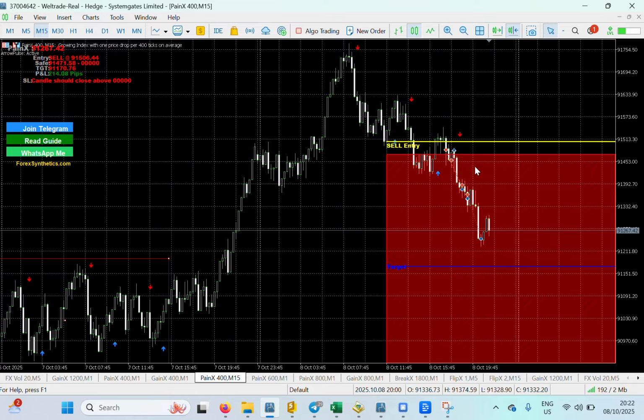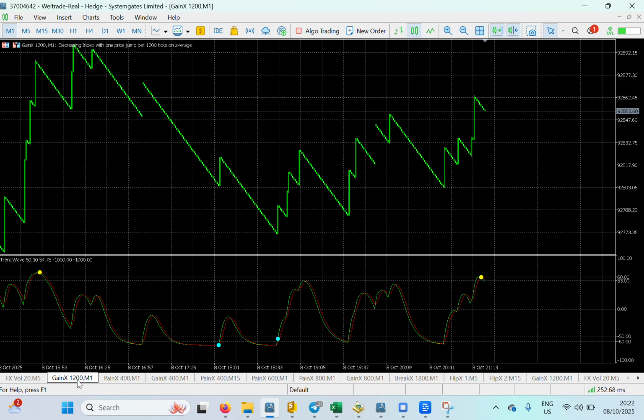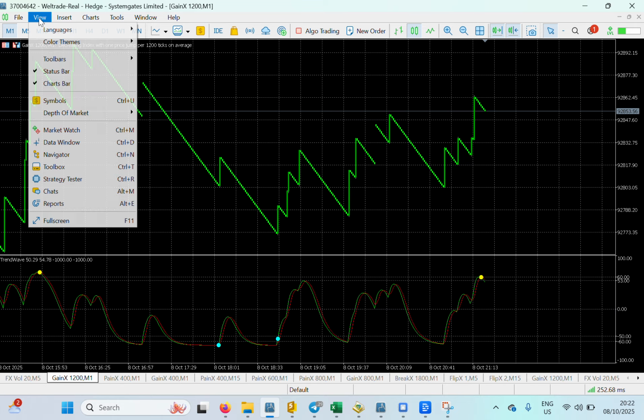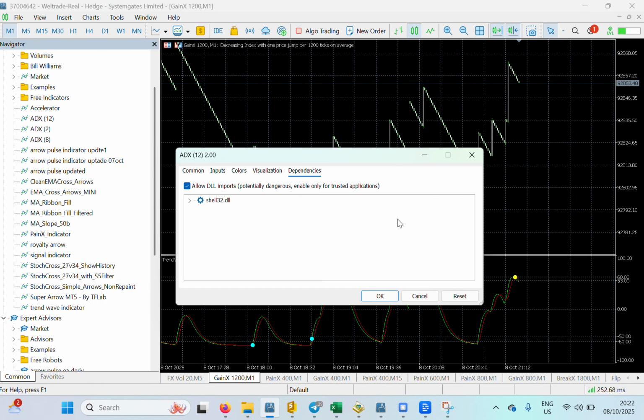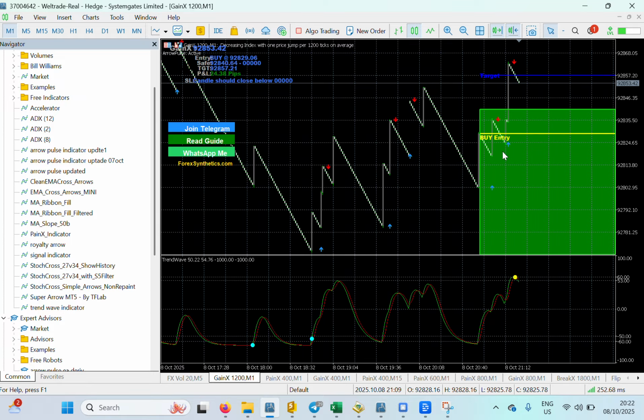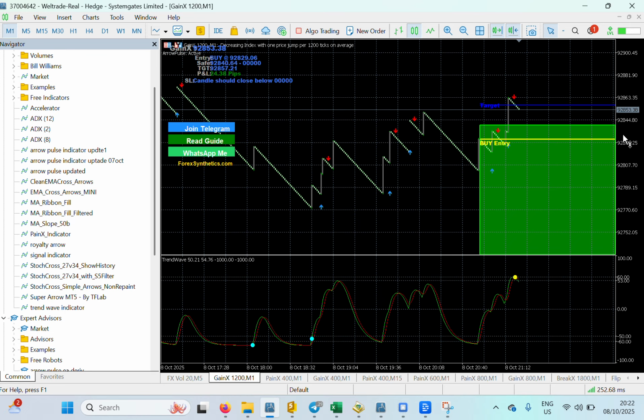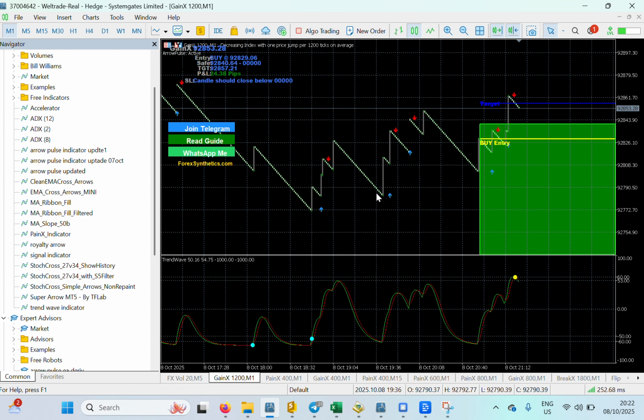Okay, and then now the first entry SL, make sure that it is at least above, let me just check something here. Let me go to view navigator. I just want to show you. Okay, yeah, you can see there is a buy entry there, right? Make sure that your stop loss is below the previous arrow. That way it will make sense.